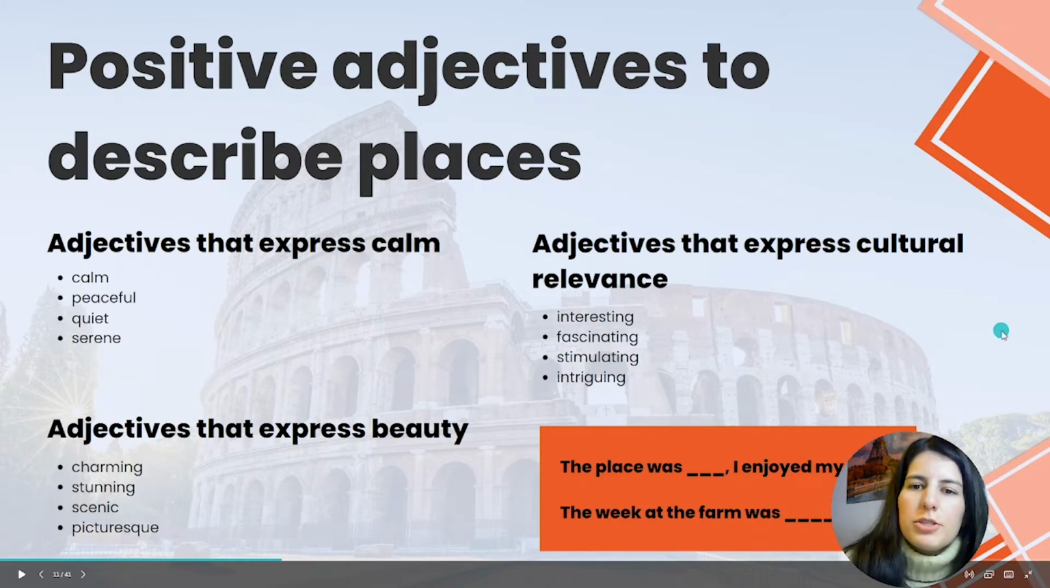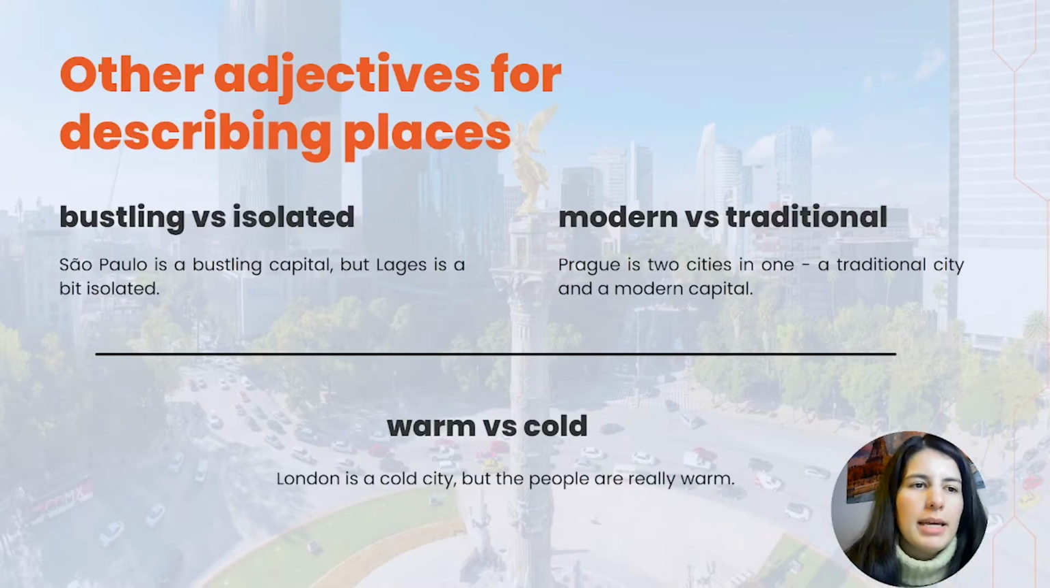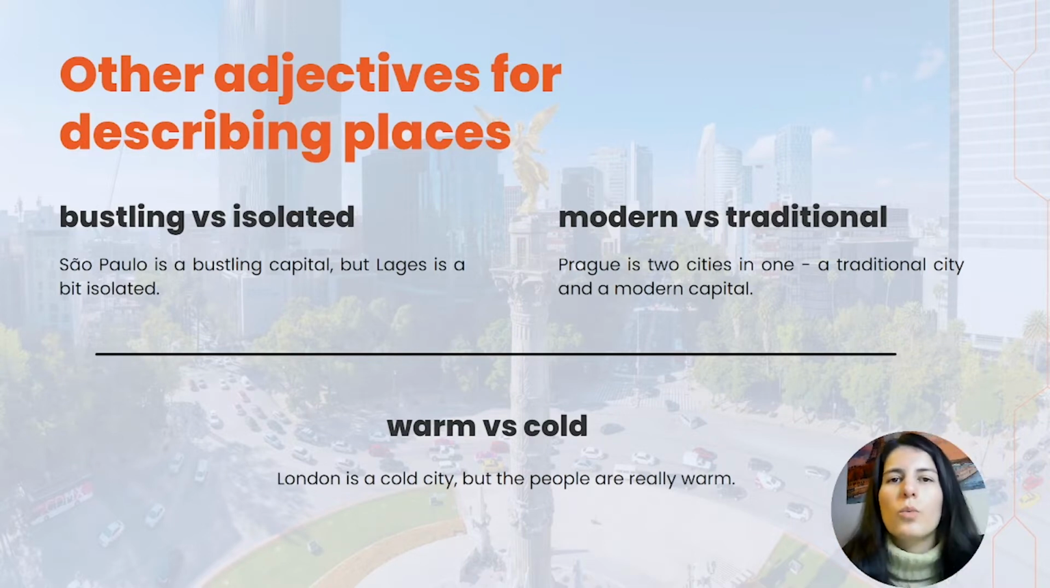Here are some other adjectives, guys, that we can use to describe a place. We can say that a city is bustling or isolated, right? And those are opposite adjectives that we can use. They're called antonyms, right? So one means the opposite of the other. To give you an example, over here in Brazil, São Paulo is a bustling capital, right? There are people everywhere. Everything happens at the same time. But Lages, the small city where I'm from, it's a little bit isolated in the middle of nowhere.